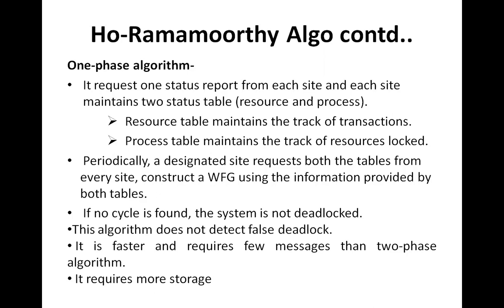So in this way, we can conclude that the one-phase algorithm is a little bit faster and requires fewer messages as compared to the two-phase algorithm. However, it may require more storage space because every site has to maintain two status tables, and it exchanges bigger messages because each message contains two tables instead of one. So that is all about the one-phase algorithm given by Ho and Ramamurthy in centralized algorithms.